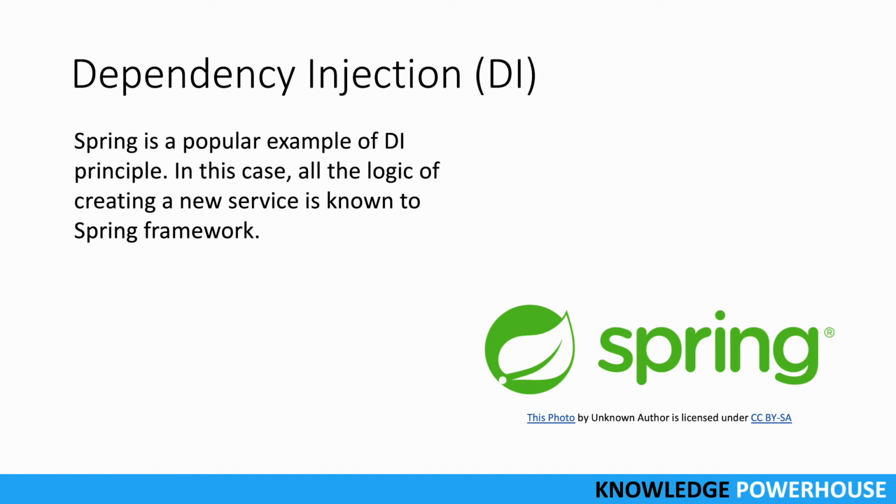One of the popular examples of dependency injection is Spring Framework. In this, all the logic of creating a new service is known to Spring Framework. So all the beans are created in Spring Framework, and Spring Framework will check if a service instance is present or not. If it is not, then it will instantiate that instance and provide it to the client. That way, the clients do not have to deal with the creation of any beans.